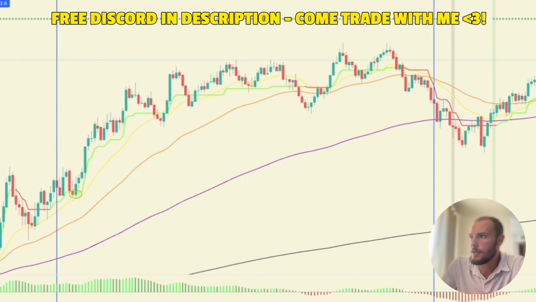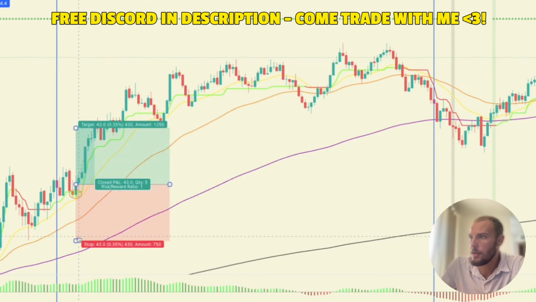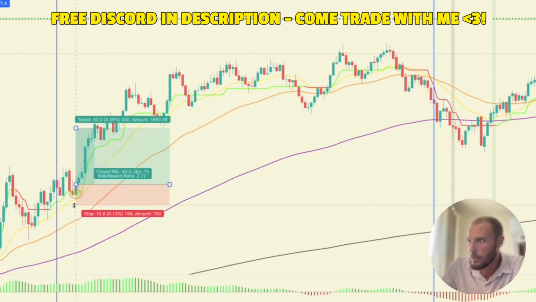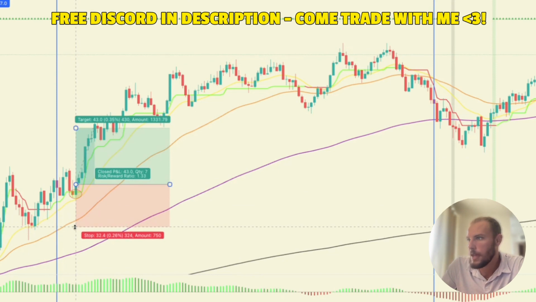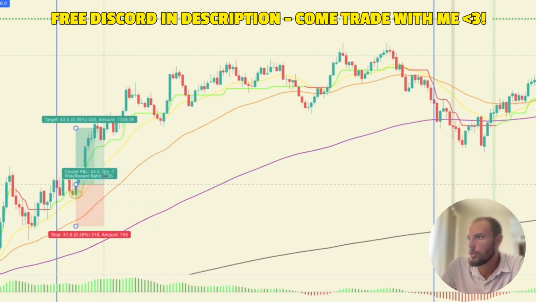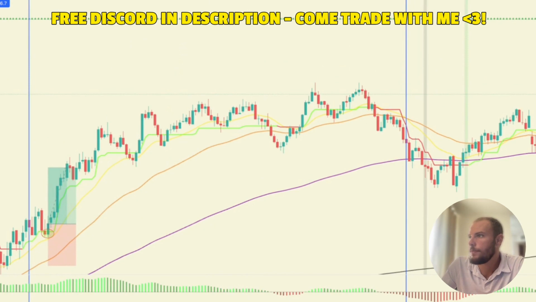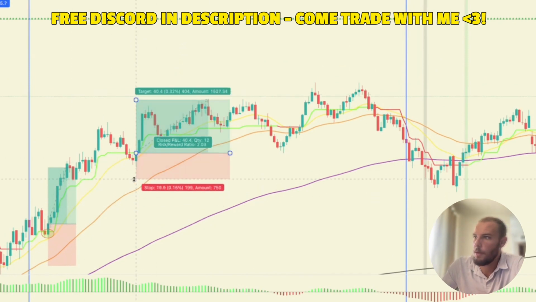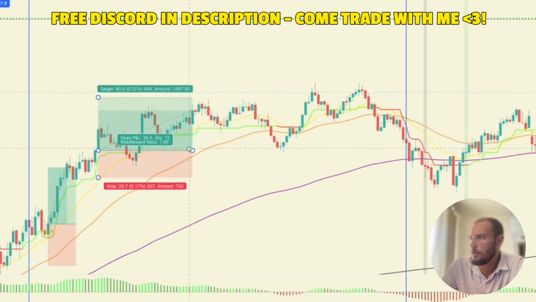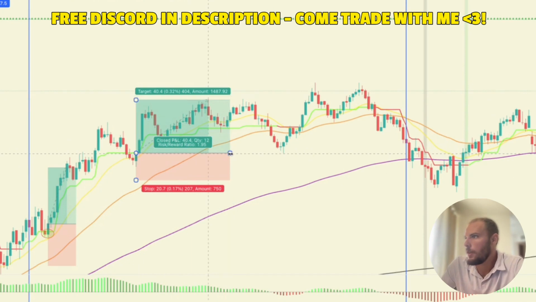So if this is where I would have entered, then I'll go here. Where would I set my stop loss? Well, I probably would have set it down here. So that's one trade. That's a winning trade, right? Then I look, the next pullback was here. So I'll mark it. At this point, I probably would have set my stop like here. Awesome, winning trade.